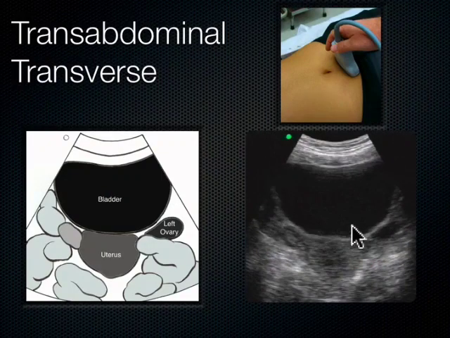In a transverse plane, the bladder is rectangular shaped, and we see the uterus lying posterior to it, this being the vesico-uterine pouch or anterior cul-de-sac. Back here is the recto-uterine pouch or posterior cul-de-sac. And when there's a cyst on the ovary transabdominally, sometimes we can make out where it is. It's very hard, if not impossible, to see the ovaries in a transabdominal approach.